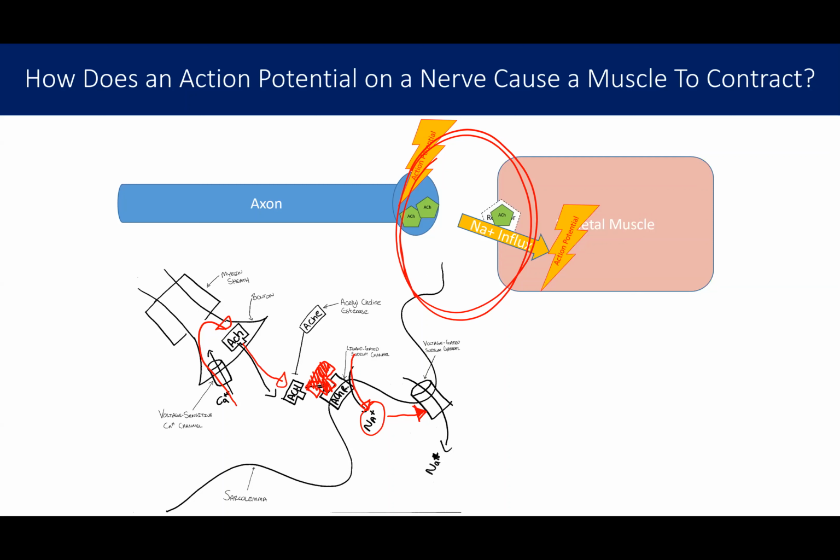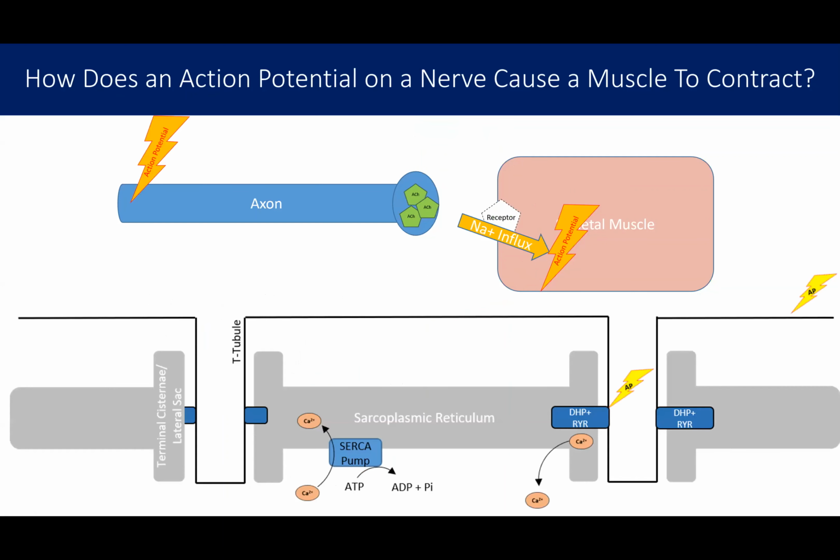All right, so now how does an action potential, a flipping of voltage, a bunch of sodium flowing in, cause actin and myosin to interact? Well, the link between the action potential and actin and myosin is calcium. Calcium is basically the secret ingredient here. Without calcium, any action potential you generate will not cause muscle contraction.